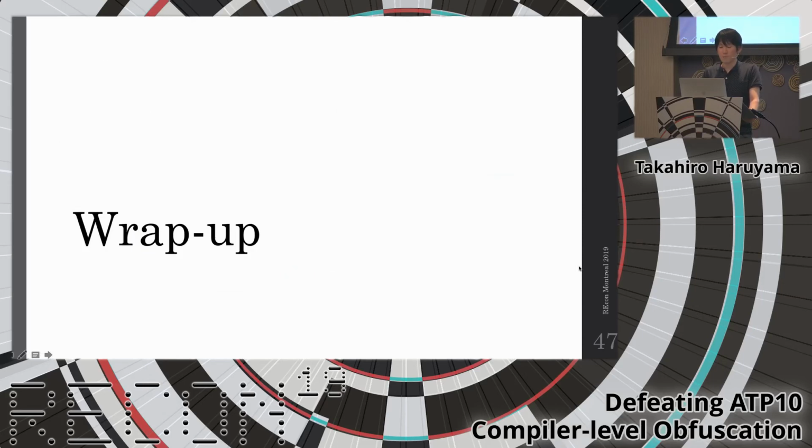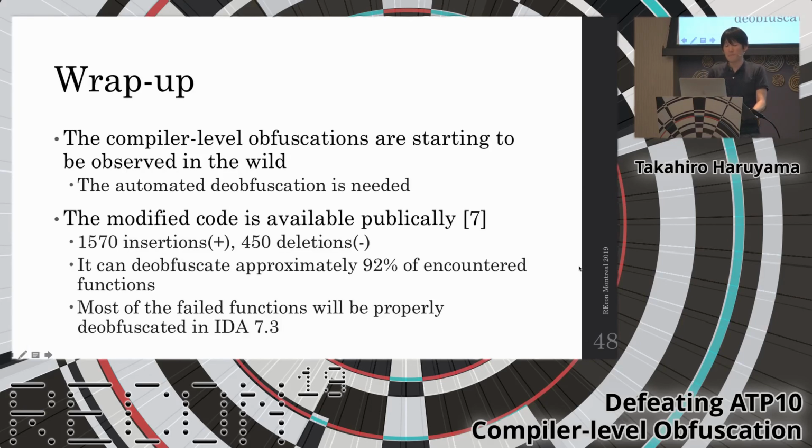I wrap up my presentation. The compiler level obfuscations are starting to be observed in the world. The manual analysis is painful and time-consuming, so the automated deobfuscation is needed. The modified code is available publicly. It can deobfuscate almost every function on IDA 7.3, except the next block number guessing algorithm failure case.